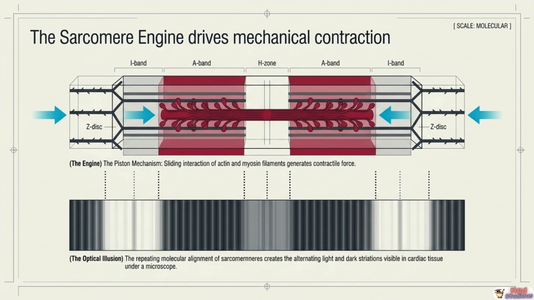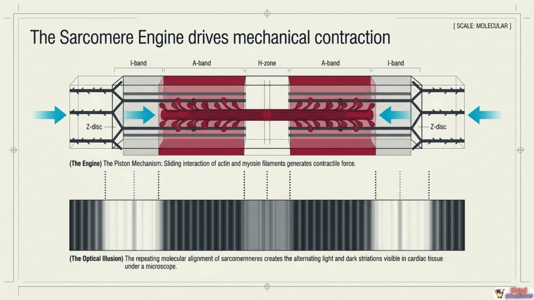The structural organization here resembles a highly efficient mechanical piston mechanism. Each sarcomere is strictly bounded by structural borders known as Z-discs. Extending inward from these Z discs are thin filaments composed of the protein actin. Alternating between these thin strands are thick filaments composed of the motor protein myosin, localized in the central A band. The lighter regions, containing only thin filaments, form the I band, while the central zone, containing only thick filaments, forms the H zone. Mechanical force is generated through the sliding interaction of these actin and myosin filaments.